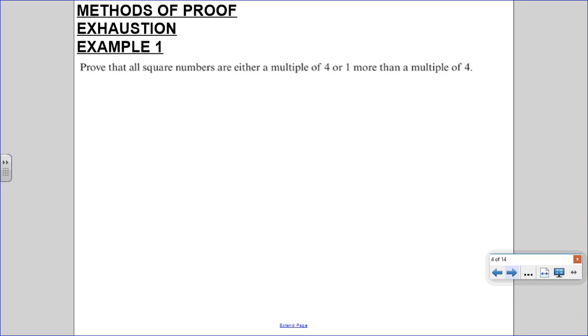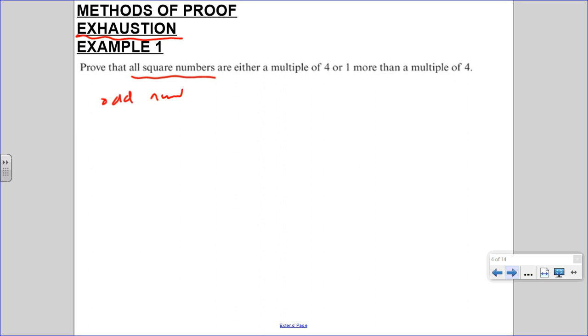Okay. So exhaustion this time. It's going to be not that long a video. Prove all square numbers are either a multiple of 4 or 1 more than a multiple of 4. So this is exhaustion this time. So notice deduction. We had to prove something was true. But exhaustion, we're going to prove it's true by doing all the possibilities. Okay? All the possibilities. So just like before, all square numbers are either a multiple of 4 or 1 more than a multiple of 4. So we're going to have to look at odd numbers, aren't we?